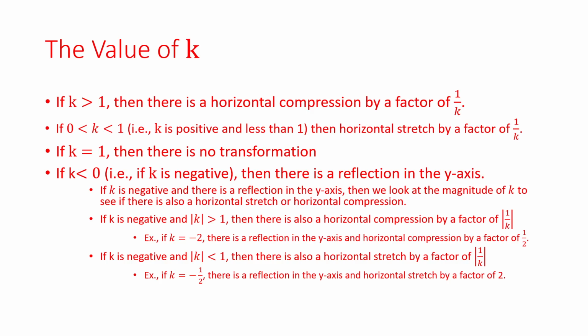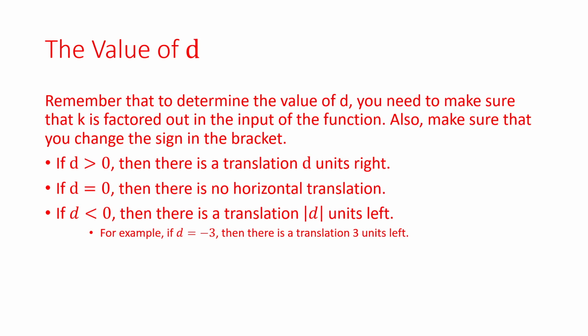It's possible. And what you do if there is, you state the fact that there's a reflection in the y-axis, and then in terms of your verbal statement of transformations, you refer only to the magnitude of k when stating the other transformation, which could be a horizontal compression by a factor of the magnitude of 1 over k, or a horizontal stretch by a factor of the magnitude of 1 over k.